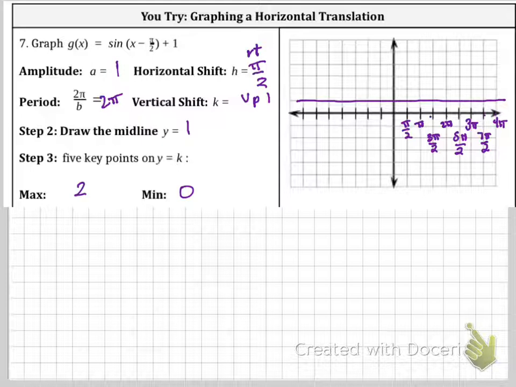And let's label our y-axis. This is 1, 2, 3, and this is 0. Sine starts at the midline, but we shift over right pi over 2. So instead of starting on the y-axis here, we're going to start here at pi over 2. Sine then goes up, then down, down, and then up. So just recognizing the pattern of sine. And here is our graph. Notice it's from pi over 2 to 5 pi over 2. Again, that is 2 pi. So our period is correct.